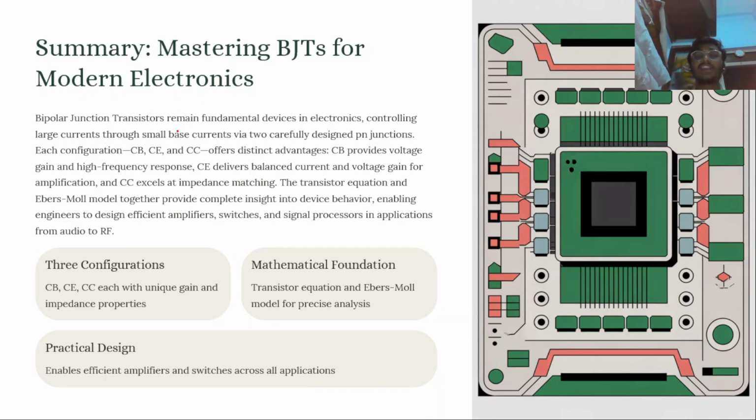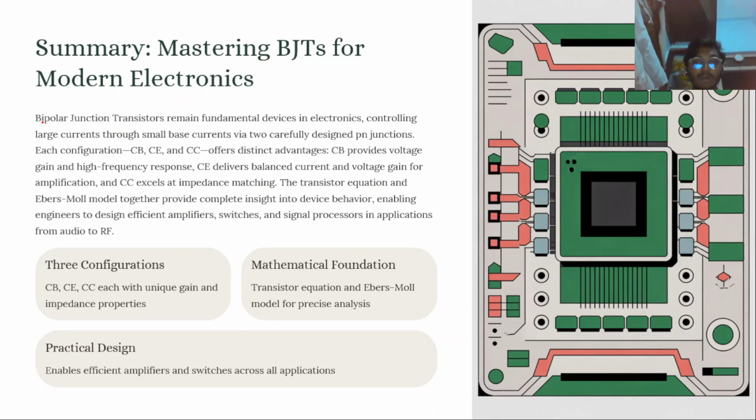Bipolar junction transistors remain fundamental devices in electronics, controlling large currents through small base currents. It is mostly used in electronic devices also. We have the PN junction diode, as we discussed. Each configuration, common base, common emitter and common collector, has distinct advantages. For common base, there are different advantages. For common emitter, there are different advantages. For common collector also there are different advantages.